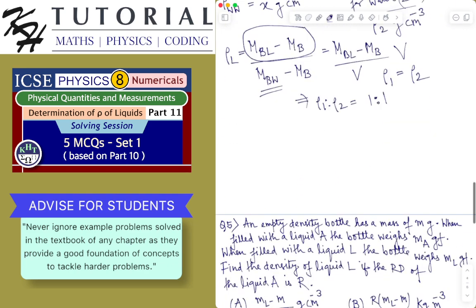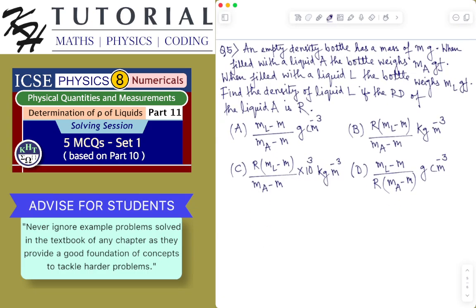Okay, let's see the next problem. An empty density bottle has a mass of m gram. When filled with the liquid A, the bottle weighs ma gram force. When filled with liquid L, the bottle weighs ml gram force. Find the density of liquid L if the relative density of liquid A is R.